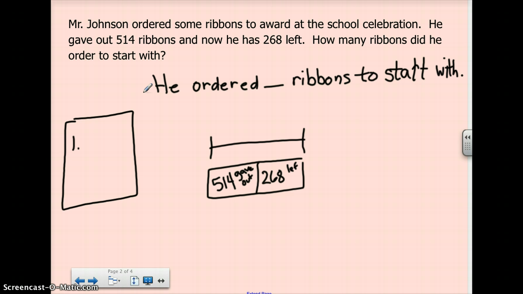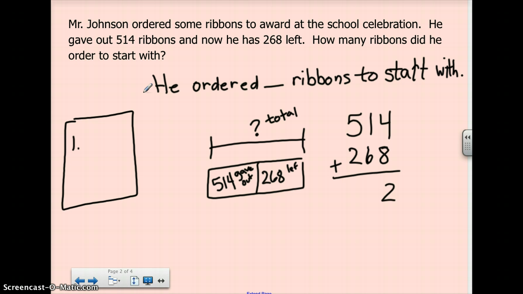That means we're trying to find out how many ribbons did he order to start with. We're trying to find out that total. Our missing number is the total we're trying to find out. So automatically the kids know they're going to take that 514 and the 268 and add them together to get their total. So 782 ribbons to start with.